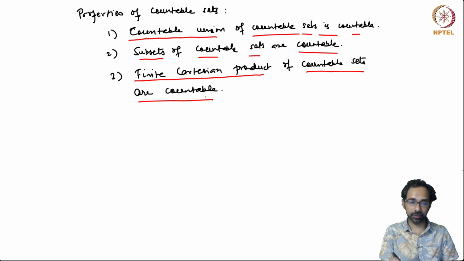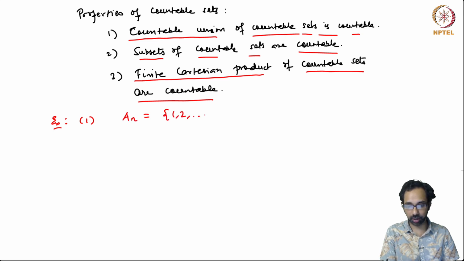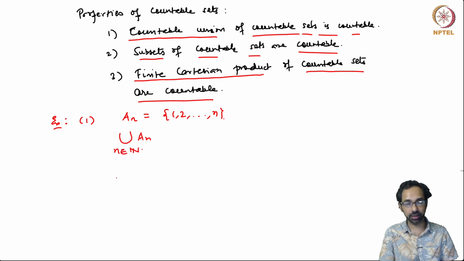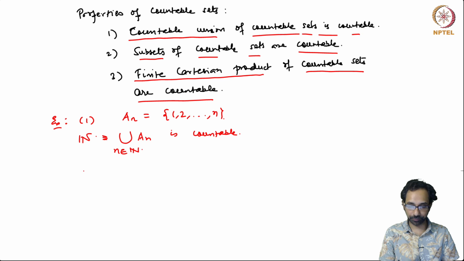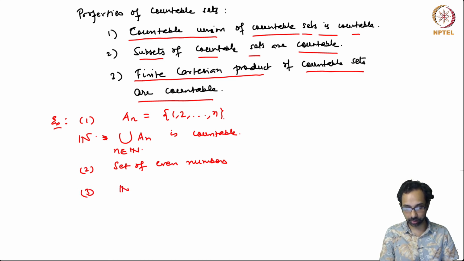So for example, an example of the first one is the union, let An be the set 1, 2 up to n, okay, then the union of An, n in N, this is the indexed union, then this is countable, and of course in this case this is equal to N itself. Secondly, for subsets of countable sets, for example the set of even numbers is countable. And the third one is that if you take sets like N cross N cross N, then this is countable.